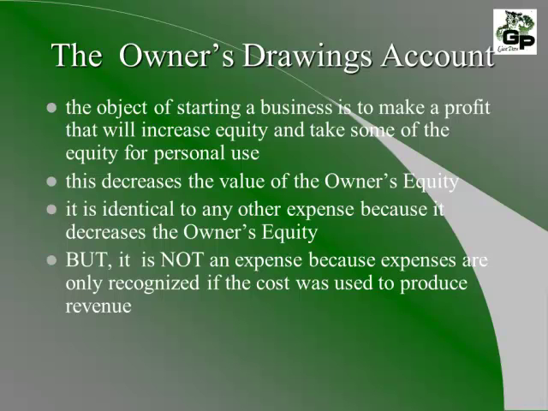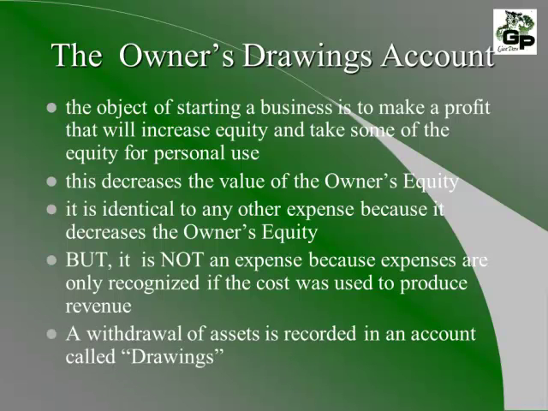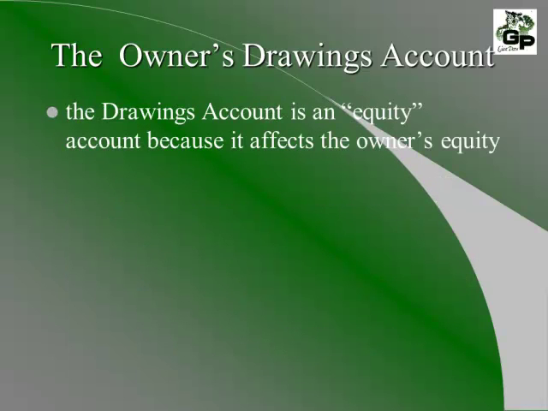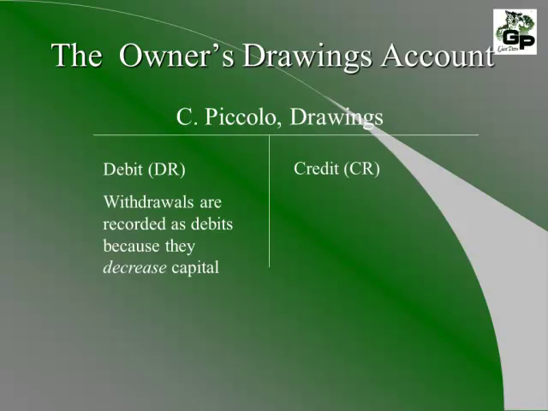That's why we have a special kind of category for this type of transaction. A withdrawal of assets is recorded in a special account called the drawings account. The drawings account is an equity account because it affects the owner's equity. It is similar to the capital account, and that's the section that it's kept in.